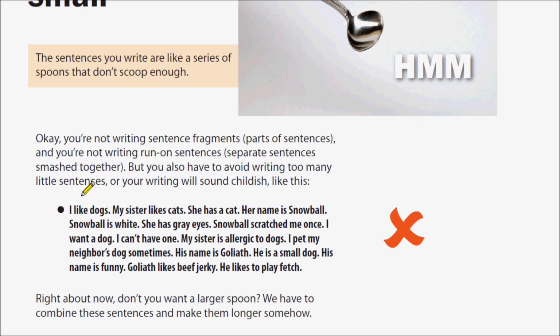Bunch of little baby spoons. I like dogs. My sister likes cats. She has a cat. Her name is Snowball. Snowball is white. She has gray eyes. Snowball scratched me once. I want a dog. I can't have one. My sister is allergic to dogs. I pet my neighbor's dog sometimes. His name is Goliath. He is a small dog. His name is funny. Goliath likes beef jerky. He likes to play fetch.